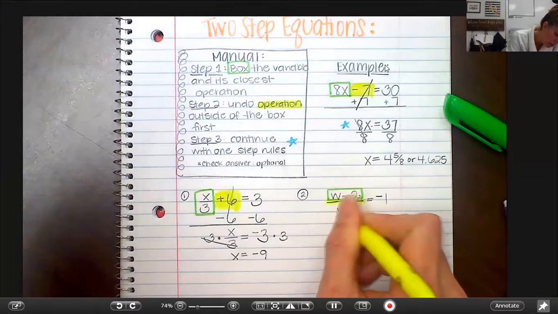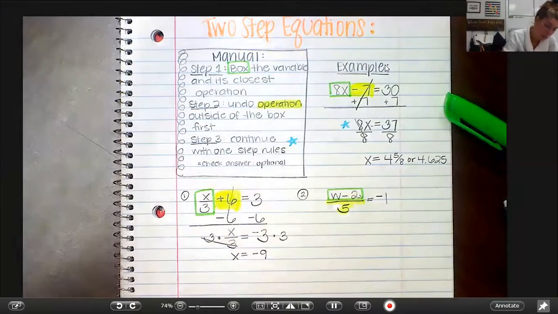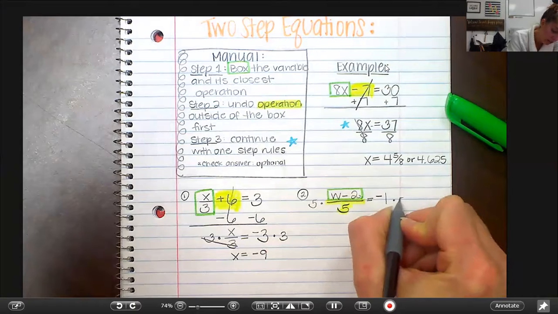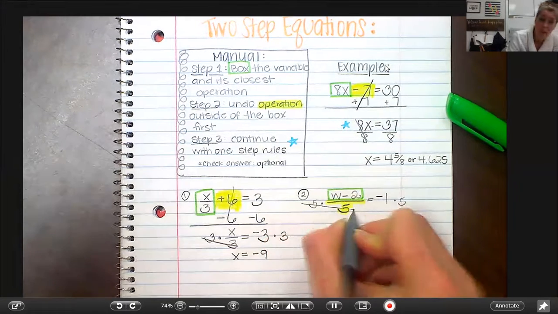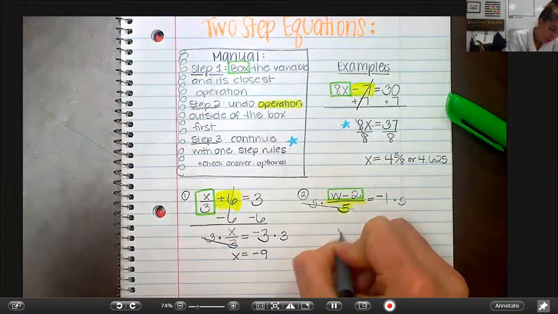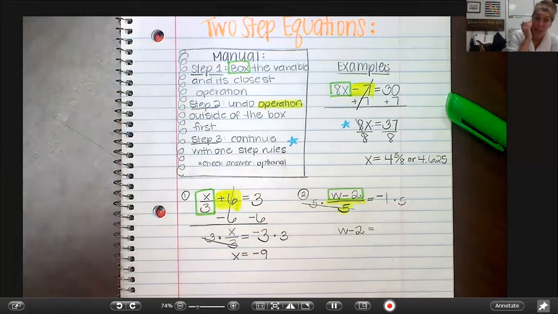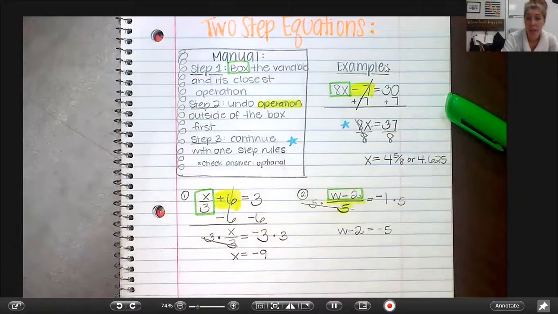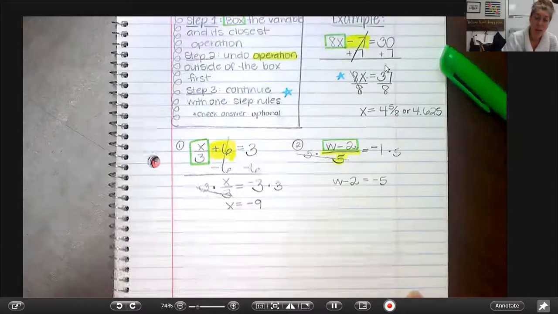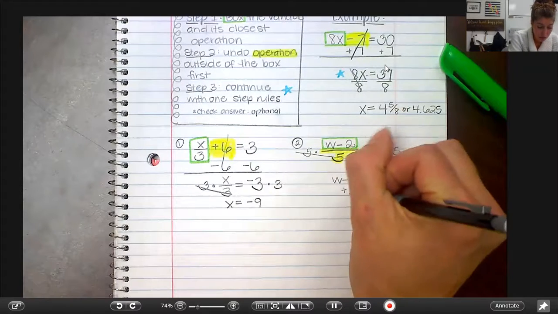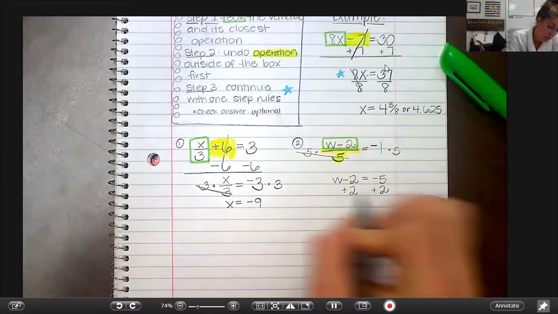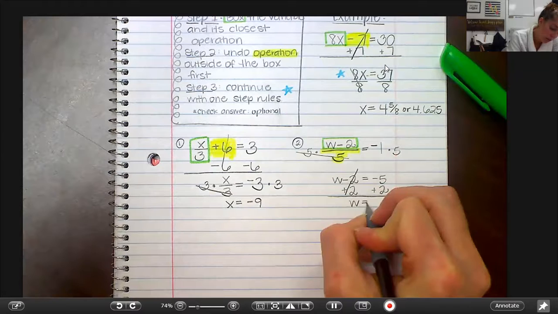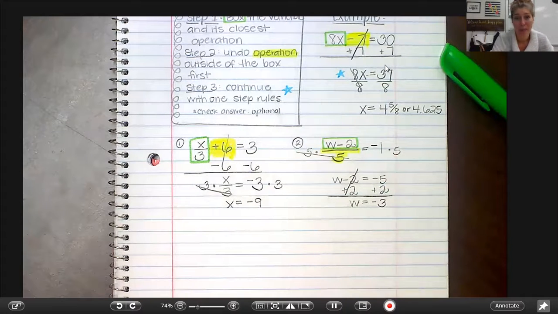So I'm going to undo the dividing by 5. Multiply by 5 on both sides. Cancel them out. W minus 2 is left on the left side, and then negative 5 on the right side. I'm going to add 2 to both sides. Oh, W equals negative 3.